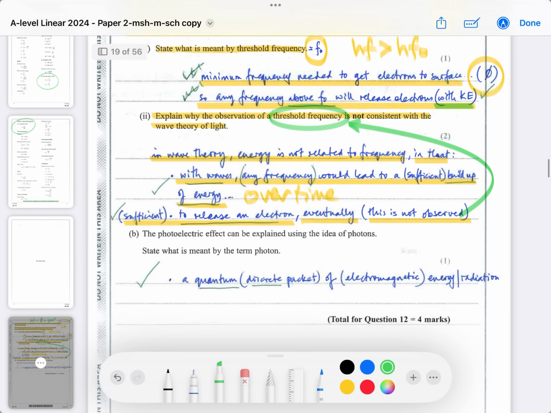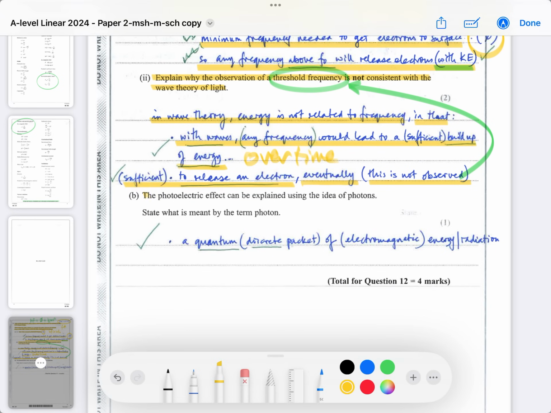The next question says the photoelectric effect can be explained using the idea of photons. The energy of a photon is E equals hf, where h is Planck's constant. They want you to know what is meant by the term photon. A photon is a quantum, which is a discrete packet of electromagnetic radiation energy. Radiation is a form of energy, it's electromagnetic in nature, and it comes in discrete packets, and the size of the packets is given by the equation E equals hf. And that's your 4 marks.